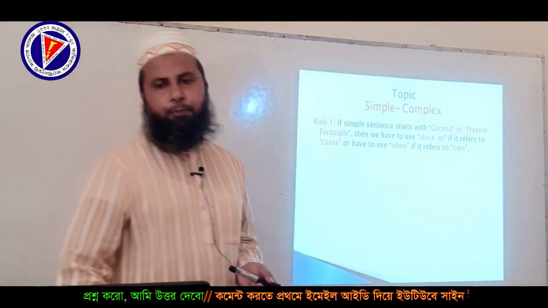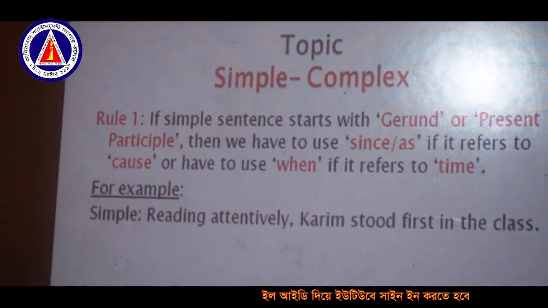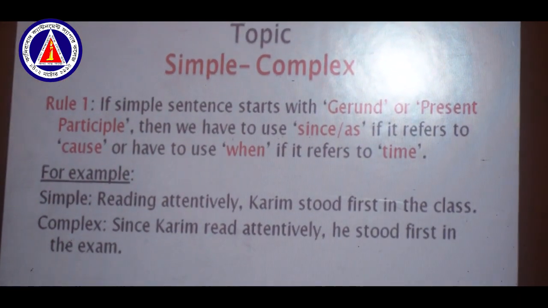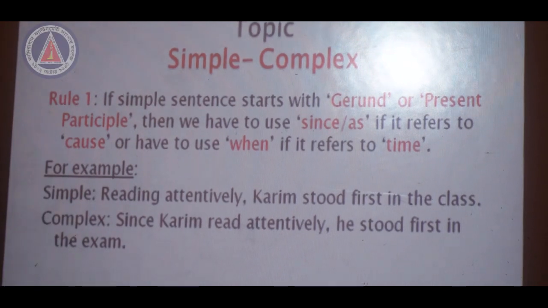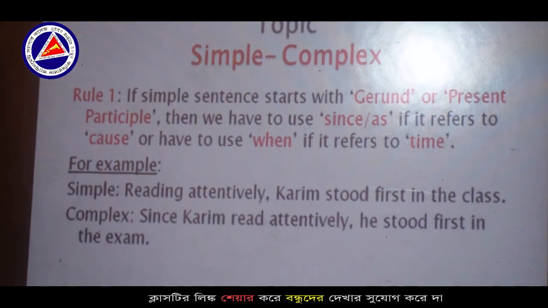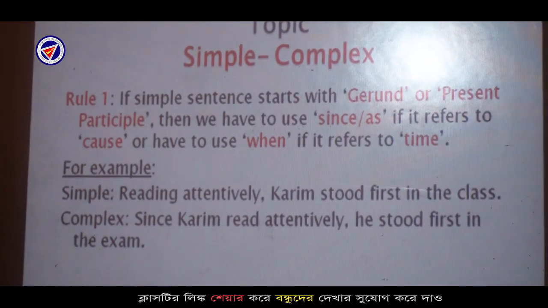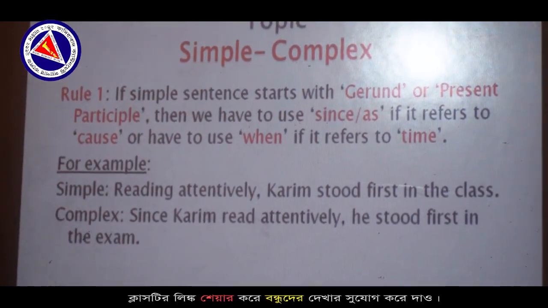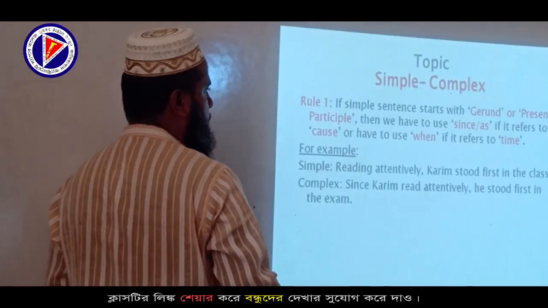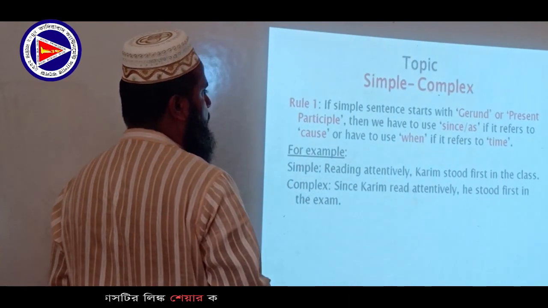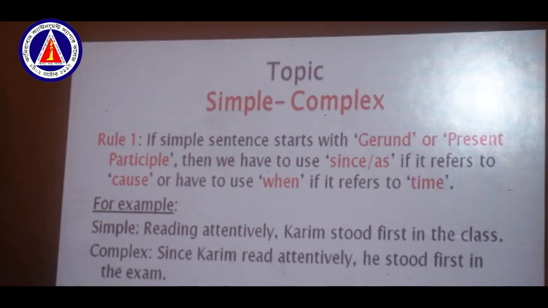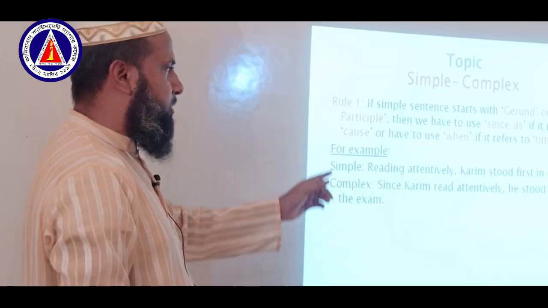So there is an example. You see, simple sentence: Reading attentively, Karim stood first in the class. Whenever we transfer from simple to complex, we have to remember. Here, reading attentively is a gerund. So the beginning is a gerund. That's why you have to use either since or as or when. Now we have to understand whether it refers to time or cause.